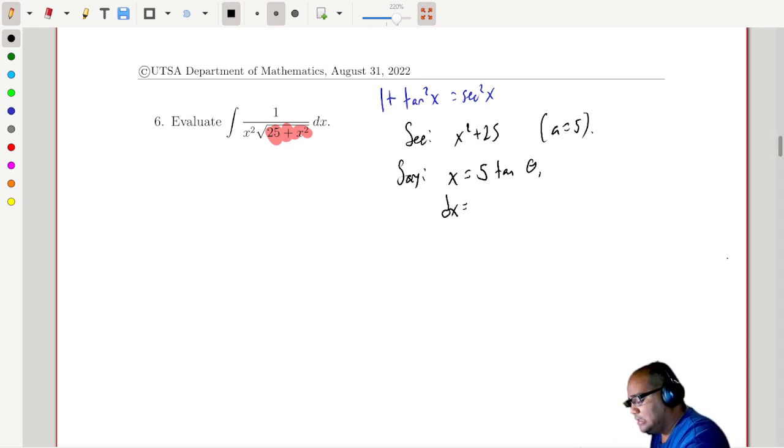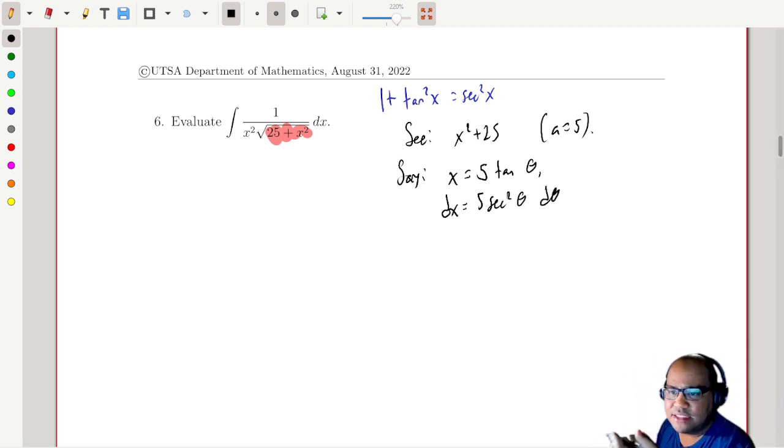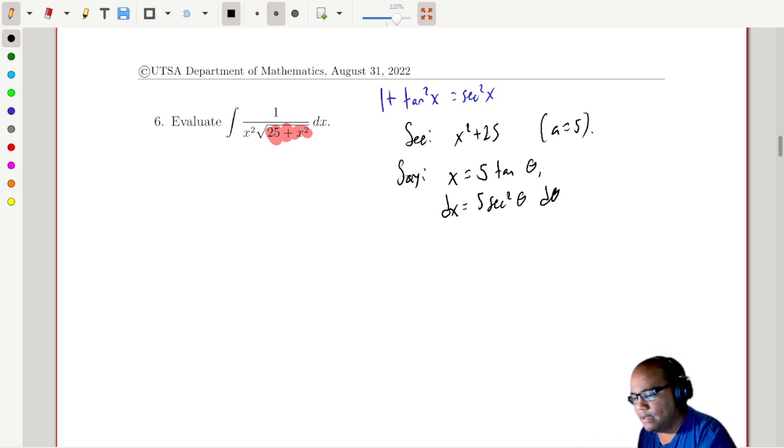because dx is 5 secant squared theta d theta. And that is because, if I plug that into my identity, I get some nice stuff. Please watch that video again. It takes practice to understand the patterns and the motivation. But once you see it enough times, you can follow along slowly, and you'll be able to get it. So let's go ahead and rewrite the integral.